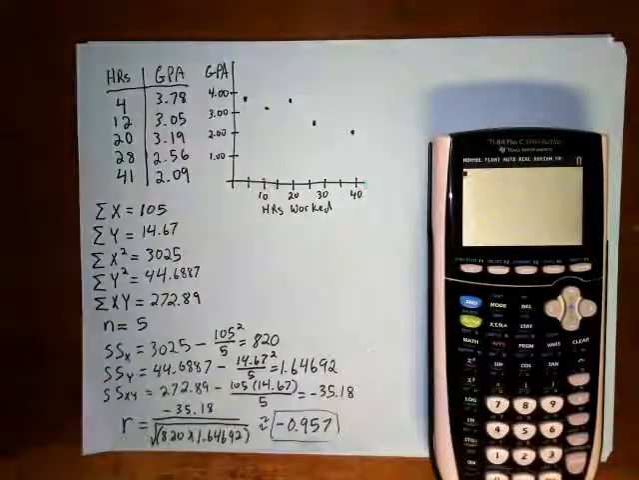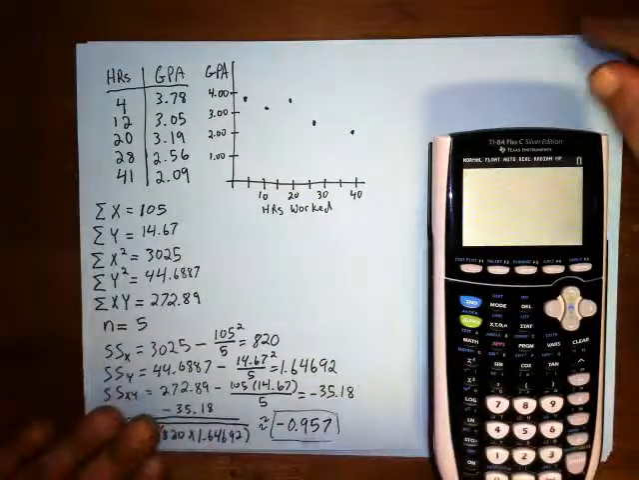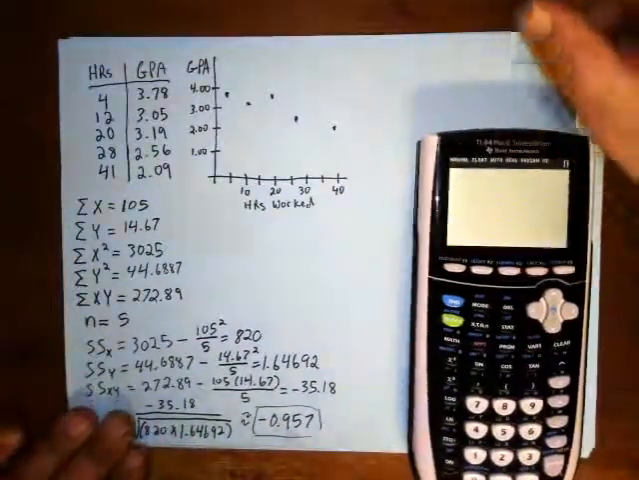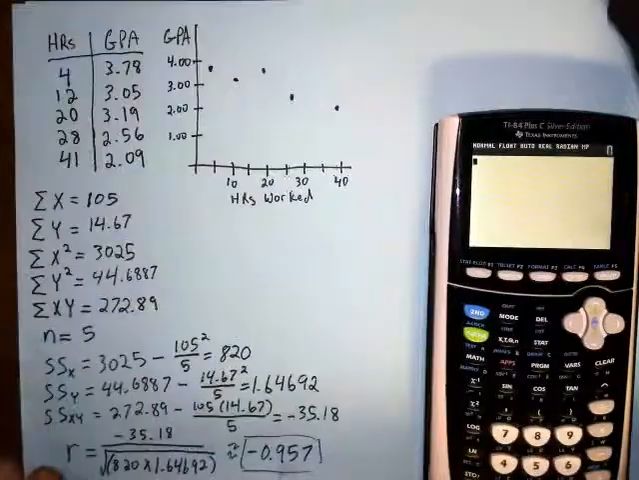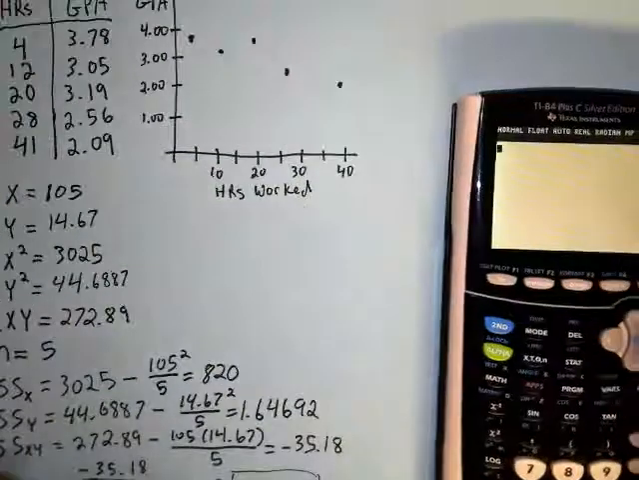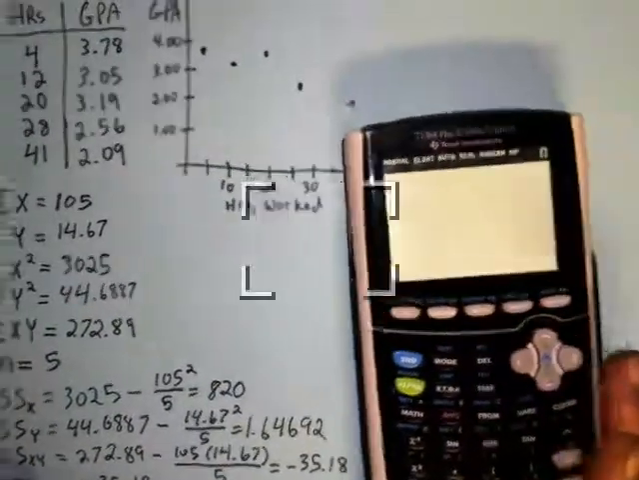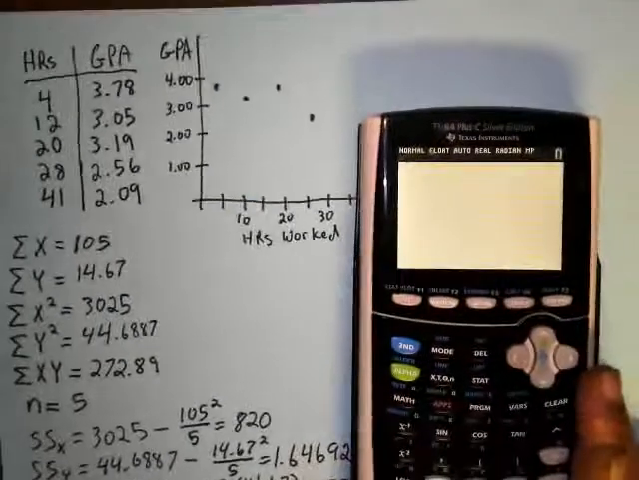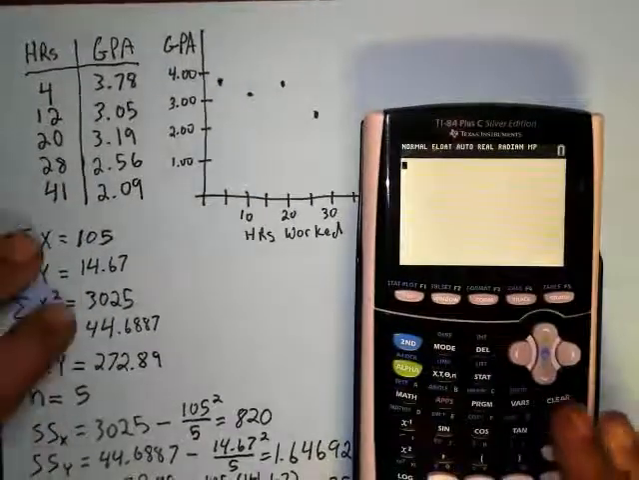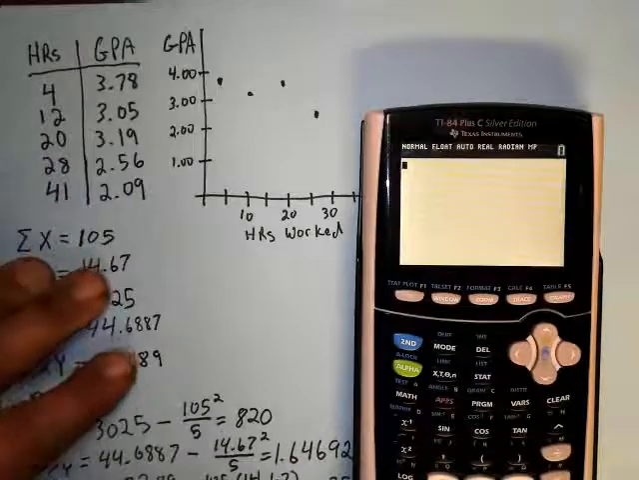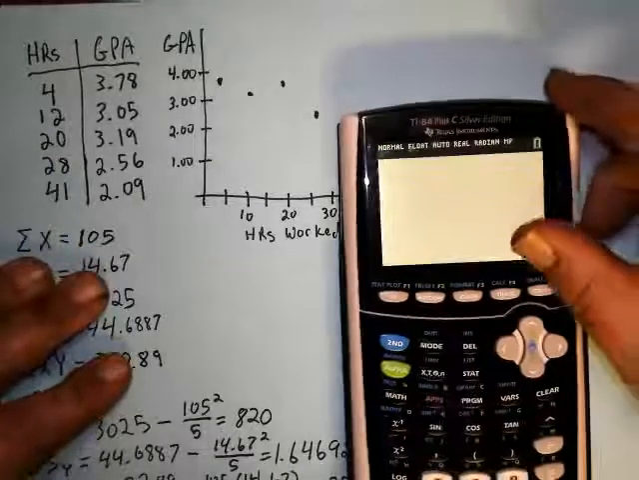Okay, I actually have a TI-84, so I can show you how to put the data in here for the TI-84. And then you can get the sums. And so I'll do the same data set here. This is the hours worked and the GPA from the original example.